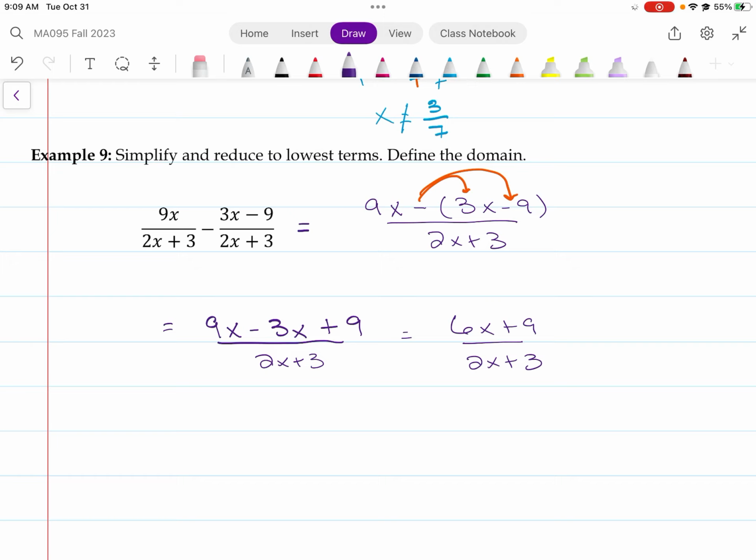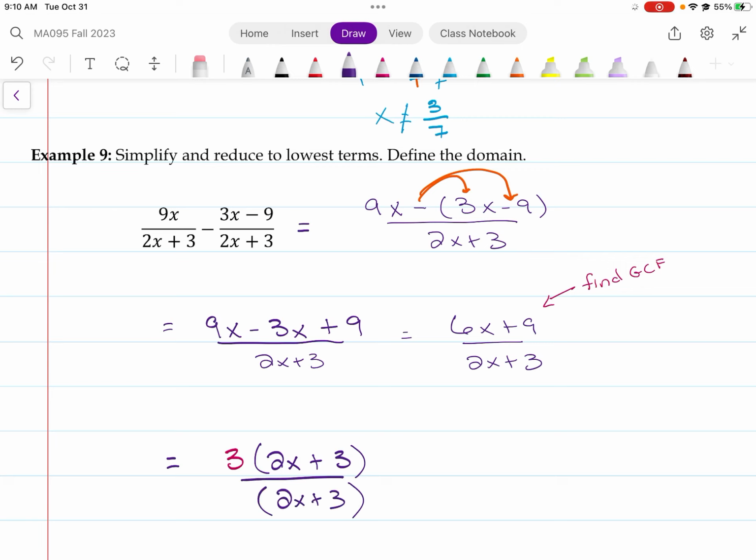All right, so we're not done here because something does factor out of the top. Okay, so we're going to look at factoring the top and see what happens. So what's the greatest common factor? So what you want to do here is on the top, find the GCF, the greatest common factor. And that is going to be a 3. So you want to take that 3 out, and what are you left with? So 3 times what is 6x? Well, that's 2x. And 3 times what is 9? That's 3. All right, so that's going to be over 2x plus 3.